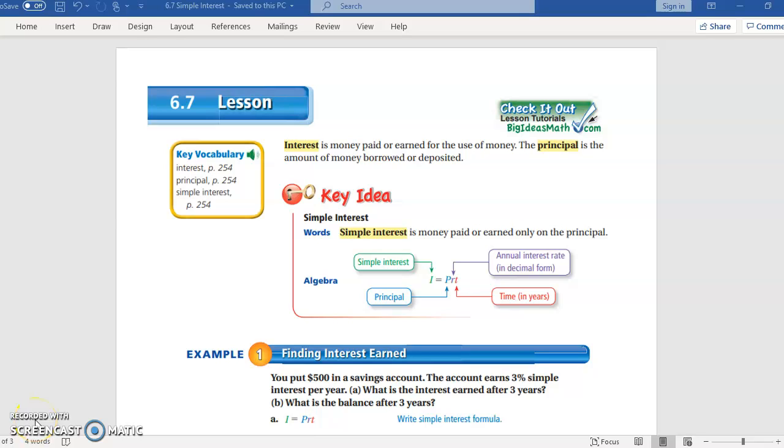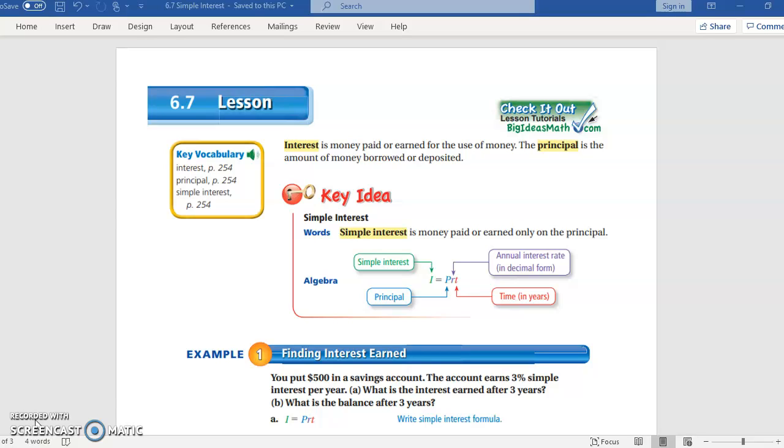Hi, this section is 6.7 and we're going to be talking about simple interest. Interest is money paid or earned for the use of money. So for instance, if you borrow money from a bank, they're going to charge you interest for borrowing that money. And usually it's a percentage rate of what you borrow, and you have to pay back what you borrowed plus interest. So whatever else that percentage rate equals.